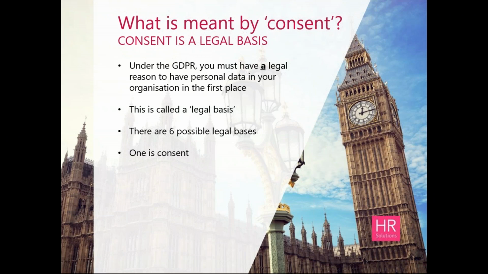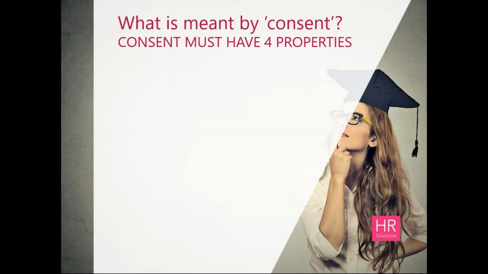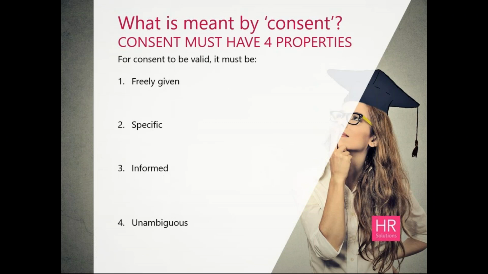Okay, and one of these is consent. So what is meant by consent in terms of properties? Okay, so it's a legal basis and it is defined by 4 properties. And you might have seen these around, okay? But for consent to properly exist and be valid, it must be freely given. It must be specific, it must be informed, and it must be unambiguous. Okay, so let's look at this in a little bit more detail.